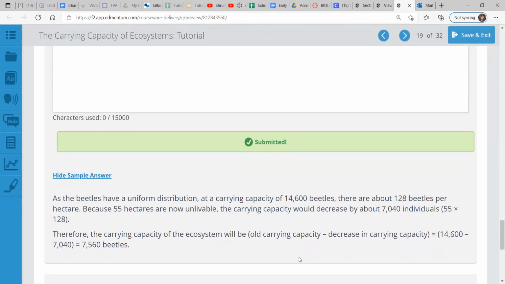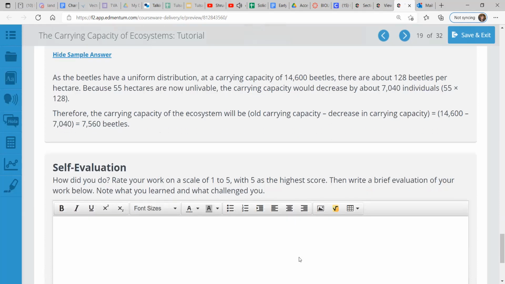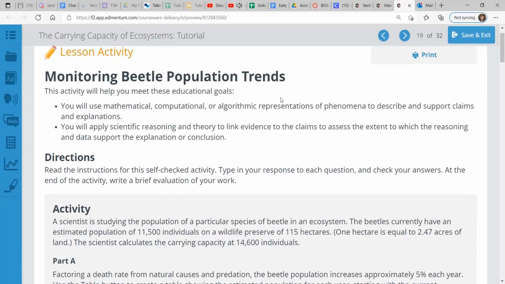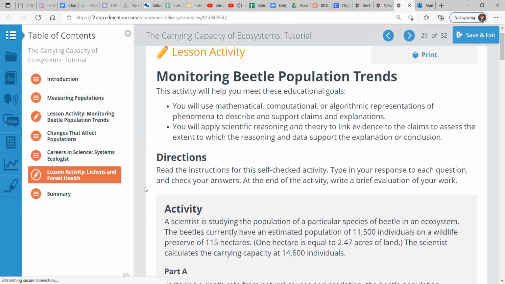We went from a carrying capacity of 14,600 beetles, but 55 hectares are now unlivable. The carrying capacity would decrease by about 7,040 individuals. That's nearly half the population. Half the carrying capacity is now gone. Therefore, the carrying capacity of the ecosystem will be the old carrying capacity minus the decrease. So we get 14,600 minus 7,040, leaving us with a carrying capacity of 7,560 beetles. So, yeah, that's rough if you're a beetle in that land.